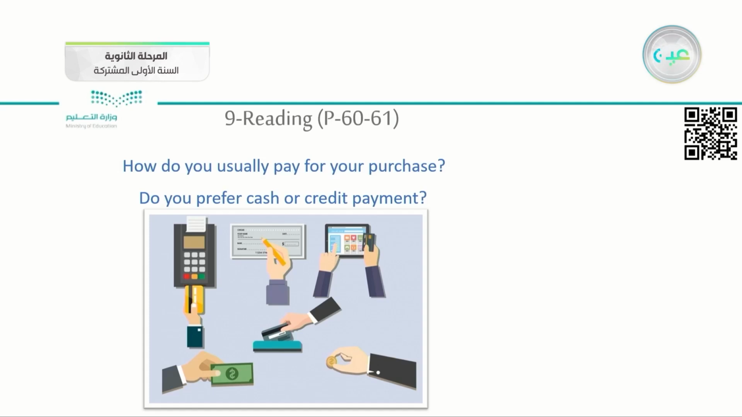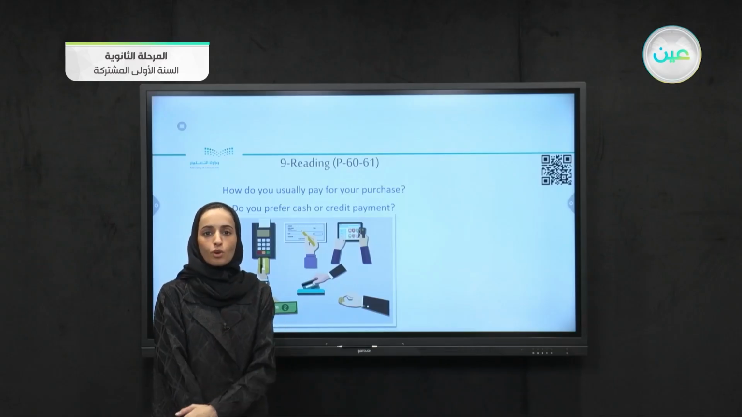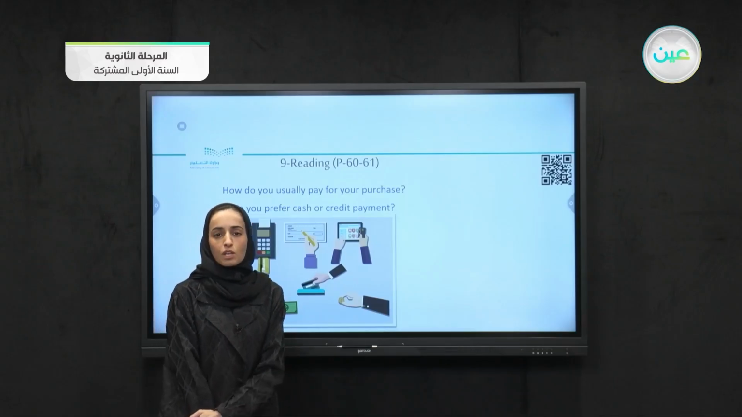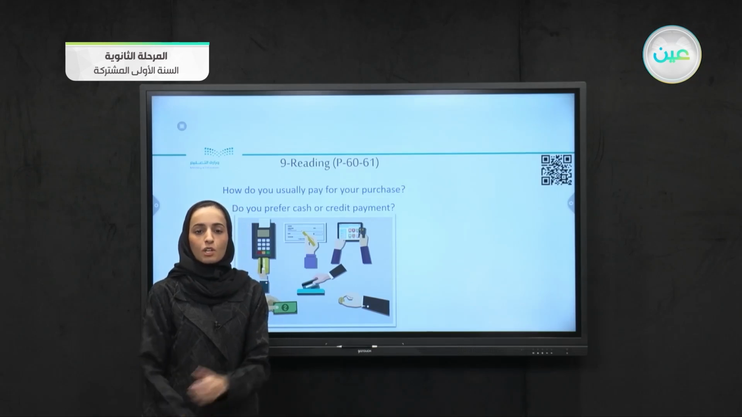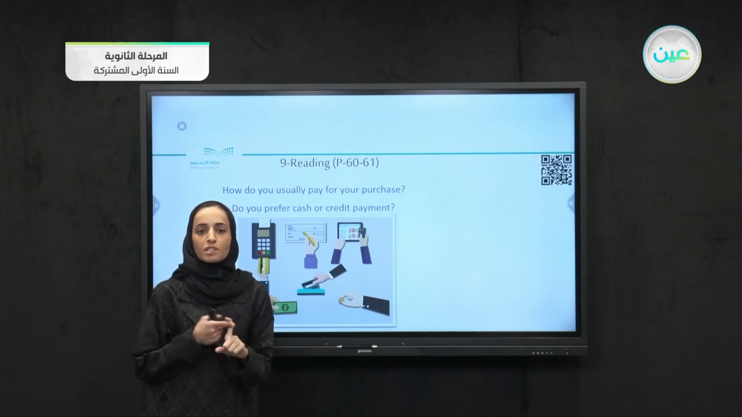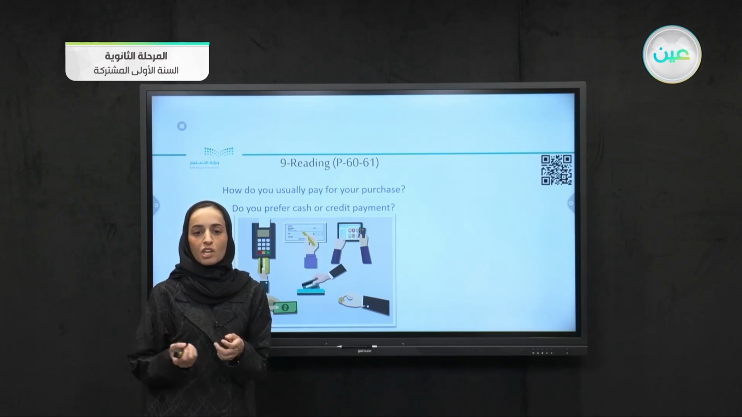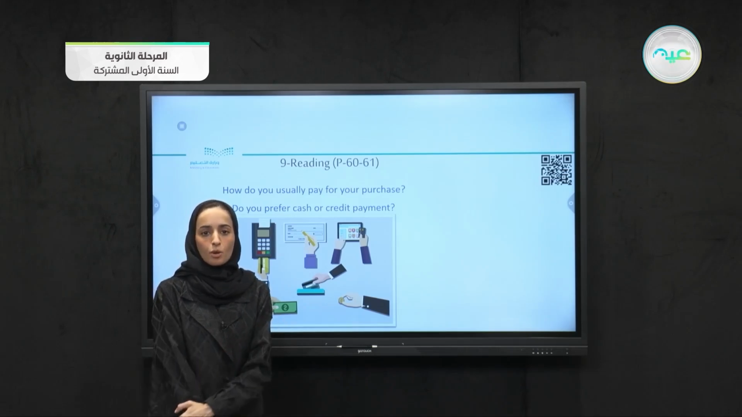Let's get started. In here, before we start reading page 60 and 61, speaking about gadgets and things, products that we buy because of an advertisement or any other thing. How do you usually pay for your purchase? Do you prefer cash or credit payment? Usually, what are the means, the ways that you pay for? We're having cash, credit card, we're having the debit card as well, and you can pay using your phone, using your smartwatch. We're having the idea of having checks and many, many other options.